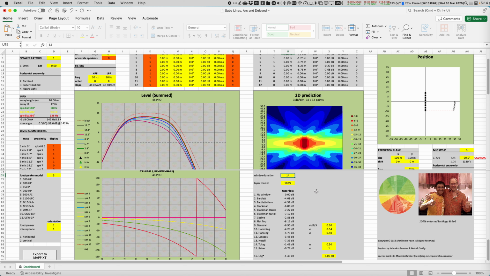And what happens if I go to the 15, that is Kaiser? In the Kaiser, we can see side lobes, but not as large as with no window function, and the attenuation is the smallest possible. It's only 0.79 decibels, and the reason for that is that the lateral attenuation to the sides is only 2 decibels in the outer ones.